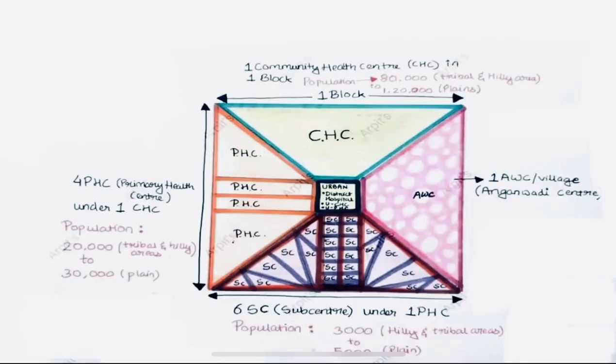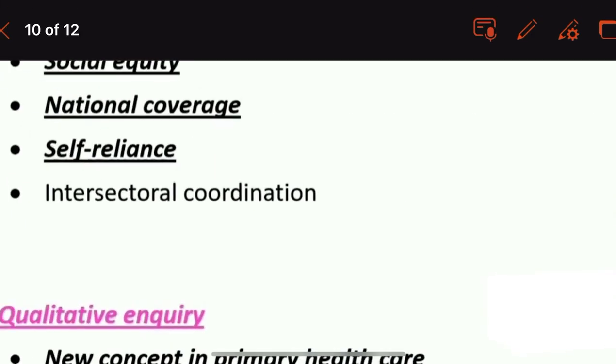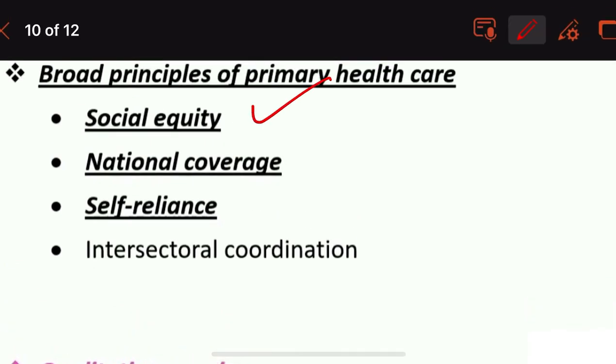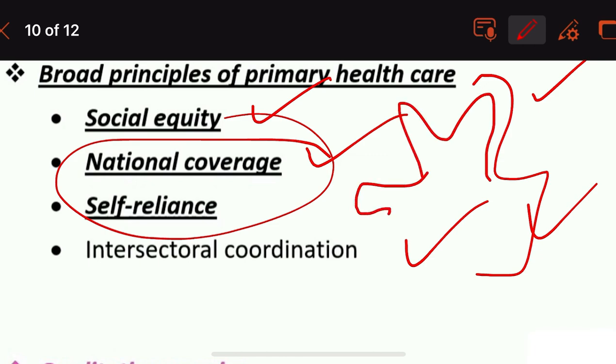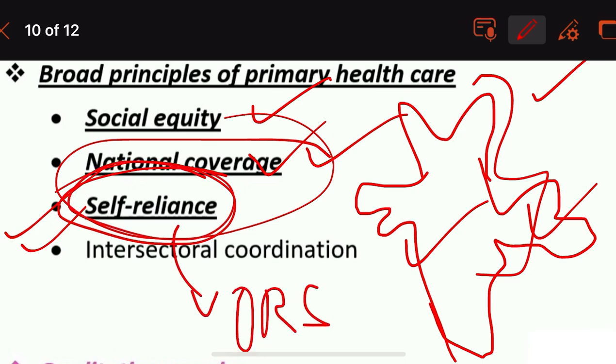Now we are moving on to the broad principles of primary healthcare. Primary healthcare has these broad principles: equitable distribution and intersectoral coordination, which we had already seen. The other two are national coverage and self-reliance. We saw that it should be self-reliant, for example, ORS.